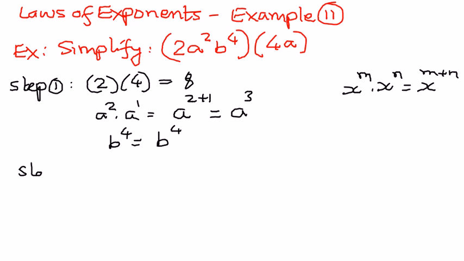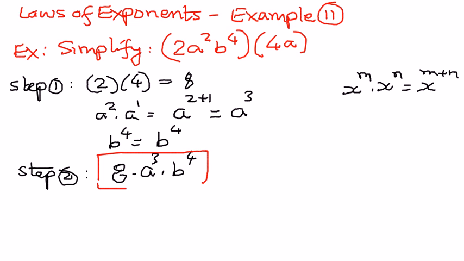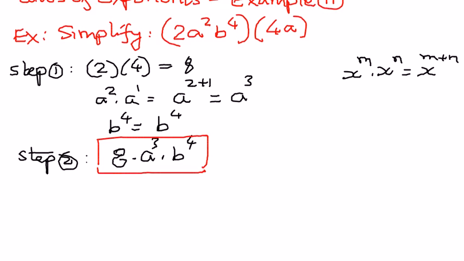So in step 2 we will put all of these together and then we can write this out as 8 times a to the power of 3 times b to the power of 4. So that is our answer. This is where we want to leave it. This is how we can simplify these types of problems using the laws of exponents. Let's look at another example.